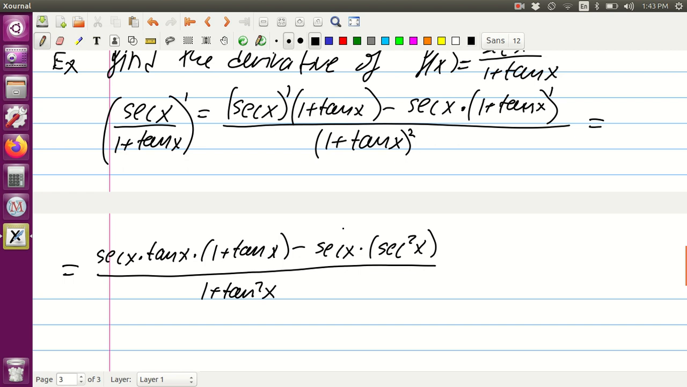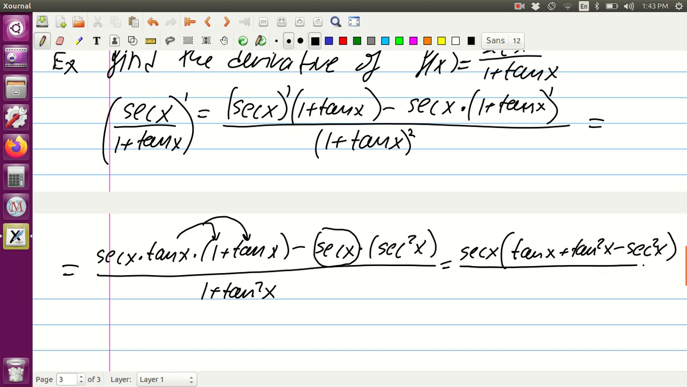or if we want to simplify it a little bit, we can try to factor secant out. So if we take secant and factor it out, we will be left with the following expression. We'll take tangent, we will distribute it through the expression, so it's going to be tangent of x plus tangent squared of x, and out of the second expression, secant of x we factored out, so it's going to be negative secant squared of x, divided by 1 plus tangent squared of x squared.